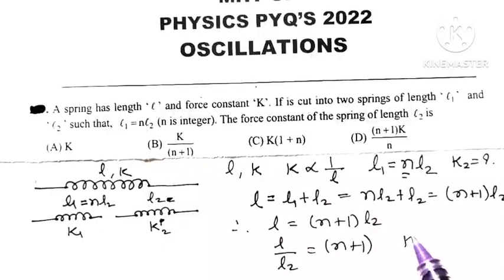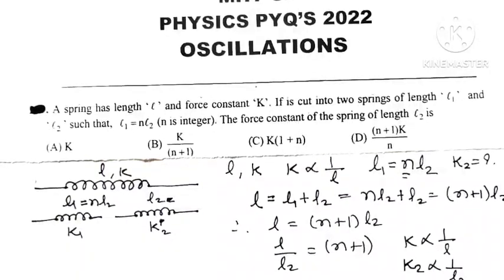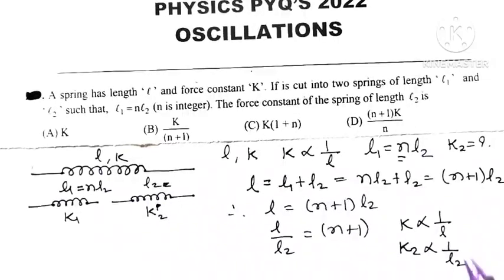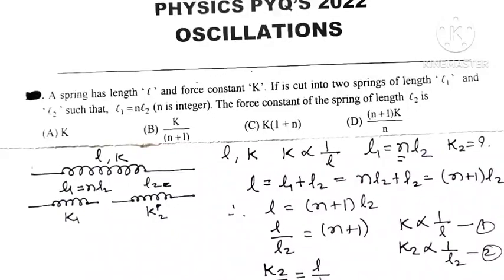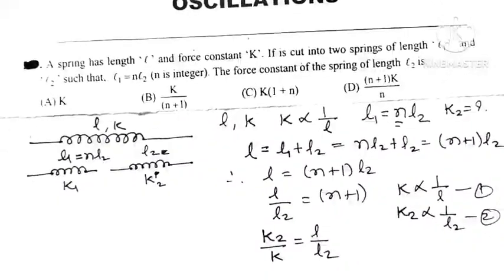But as K is inversely proportional to length, therefore K2 is inversely proportional to L2, and if I take the ratio of these two equations, then we will get K2 upon K is equal to L upon L2.